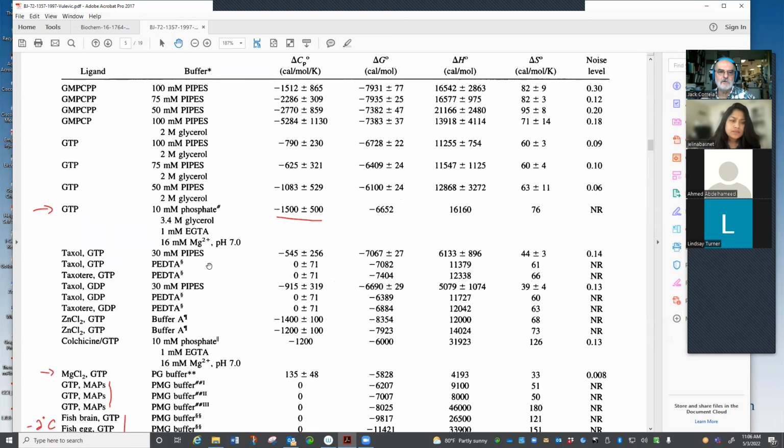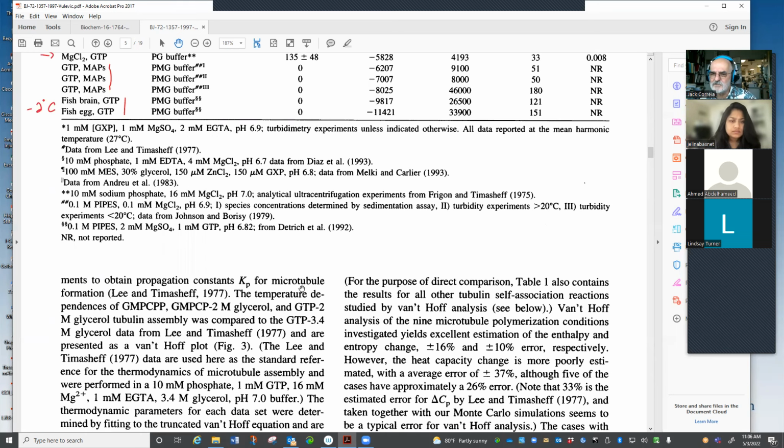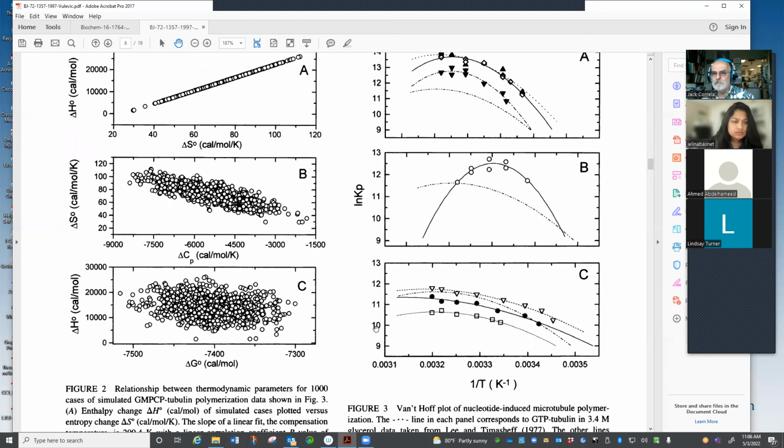Even if you induce polymerization, according to the literature, with Taxol, you get similar positive enthalpies, positive entropies, negative heat capacities. The magnitudes change a little bit. The numbers change a little bit. That's consistent with different amounts of curvature. Okay, how much curvature do you have? This curvature is due to the GDP, non-hydrolyzable analog. It has the most curvature and is the most problematic in thinking about it.